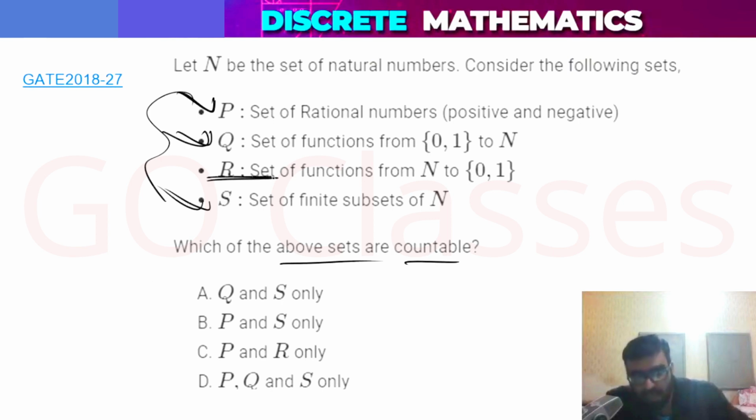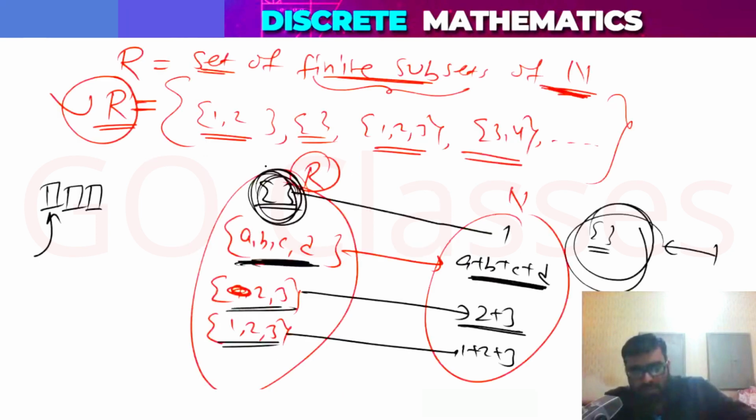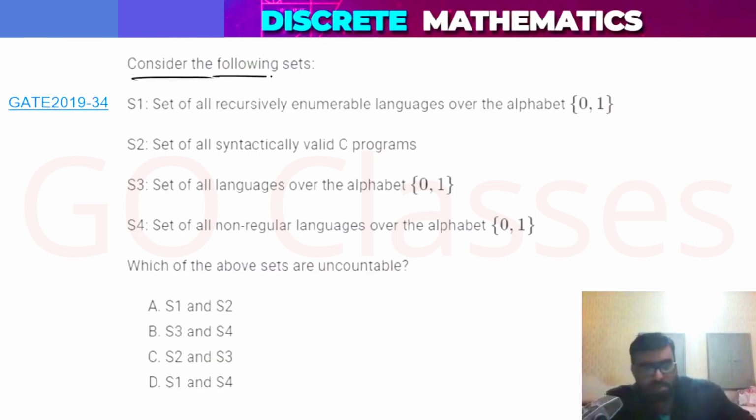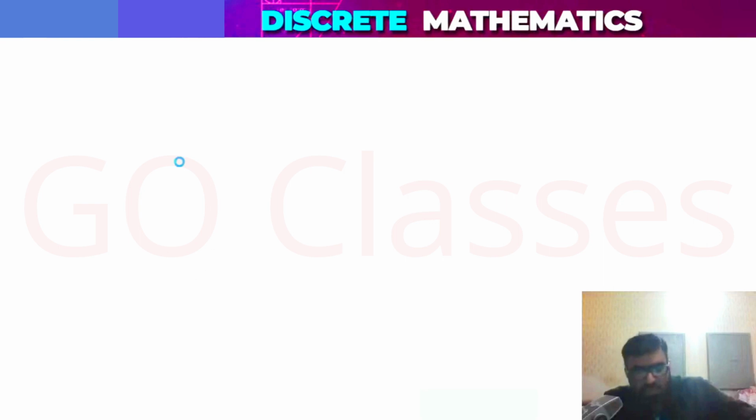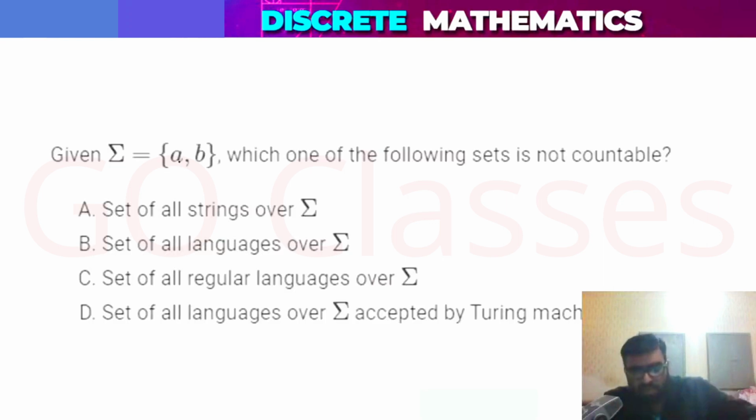P, Q, S, and this R we will see tomorrow. Okay, so next question, this is also a GATE question. Consider this. So let me tell you a few things from TOC. Let me give you some results from TOC. Actually the time is almost over. So the remaining things we will see tomorrow, and tomorrow this countability and uncountability both will be over.